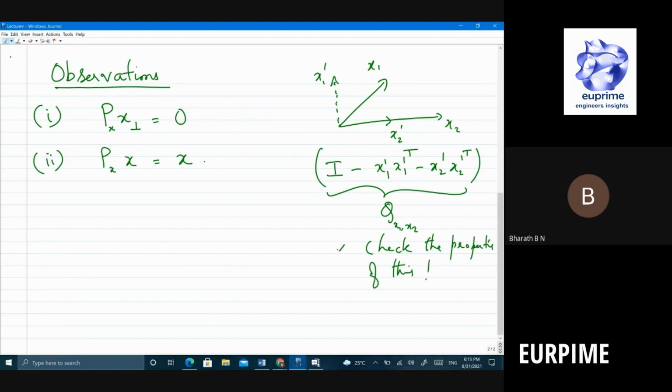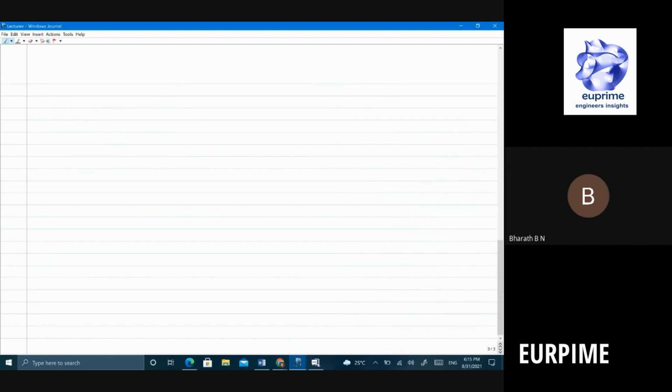Okay, that is the first thing. The second thing that you are going to do is, I want to project it onto span of x1, x2. So construct such a matrix, okay? Construct P_{x1,x2}, the projection matrix onto span of x1, x2. Okay. So in general, if you have a matrix, for example, let me call this PV.